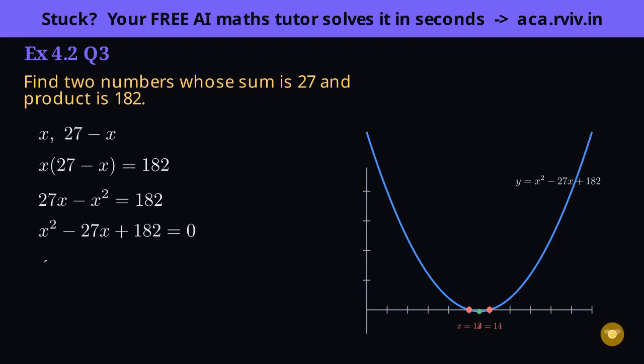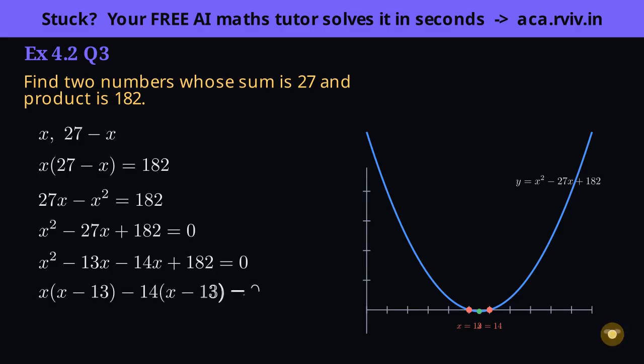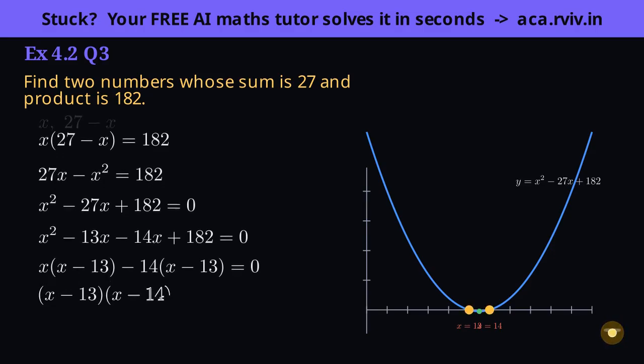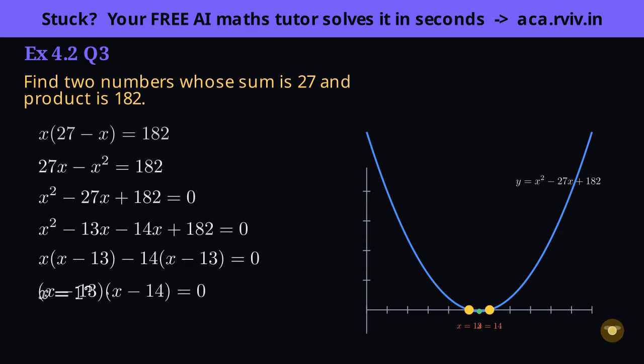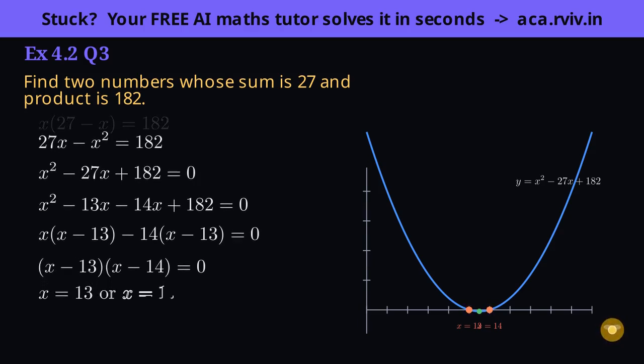Split the middle term, product 182, sum minus 27, both negative. 13 and 14 multiply to 182 and add to 27, so take minus 13 and minus 14. Group and take the common factor from each pair. Factor out the shared bracket x minus 13. Zero product rule, x equals 13 or x equals 14.